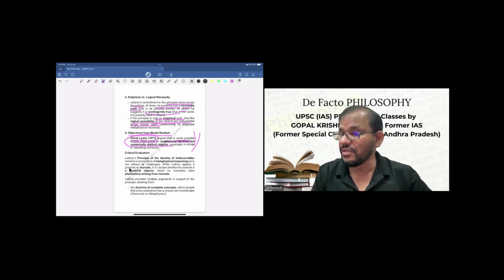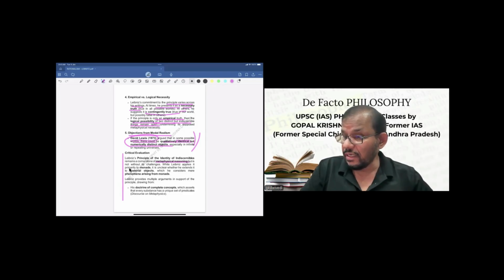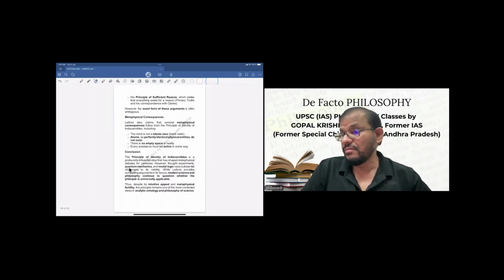He is again a 20th century philosopher. Now, what is the critical evaluation of this theory? Leibniz's principle of identity of indiscernibles remains a cornerstone of metaphysical reasoning, but definitely there are several challenges. Even though Leibniz provides multiple arguments in support of the principle, there are a number of criticisms, particularly from modern science and empiricists, that this is not possible.